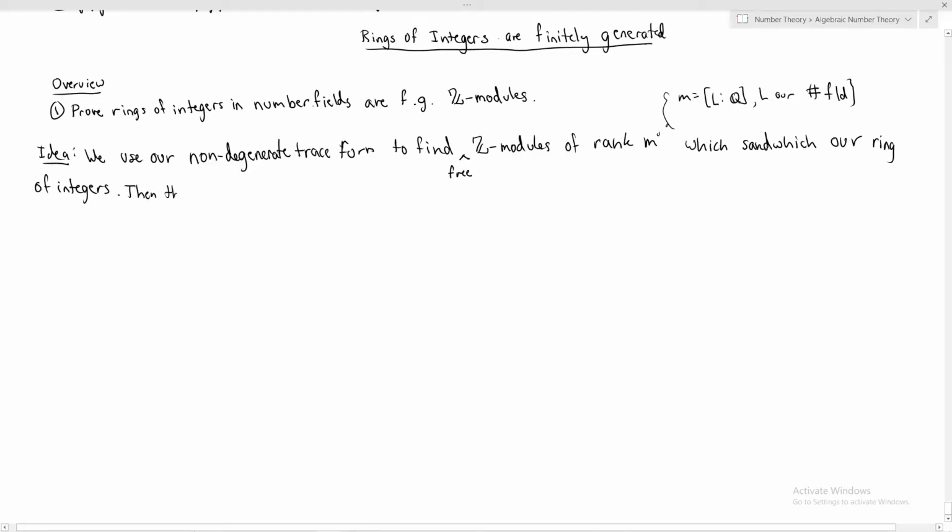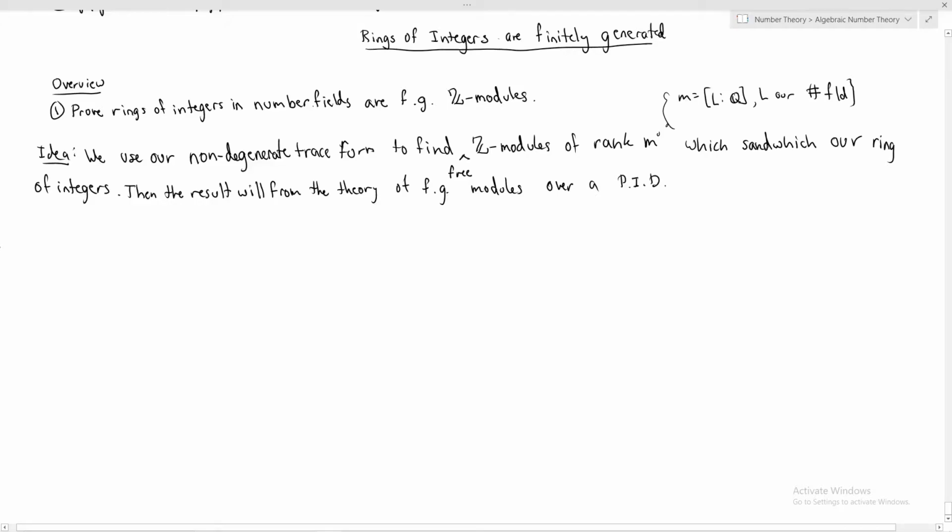Then the result will follow from the theory of finitely generated modules over a PID. Okay.